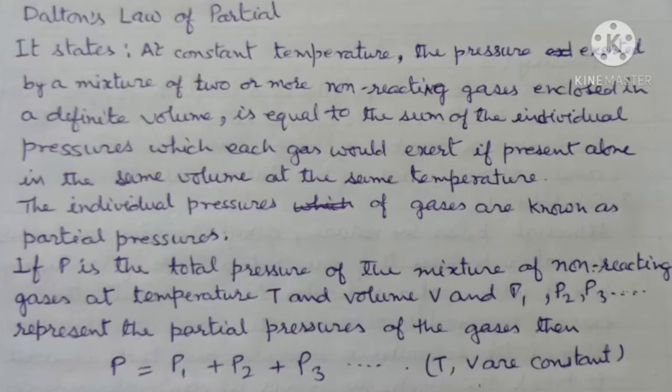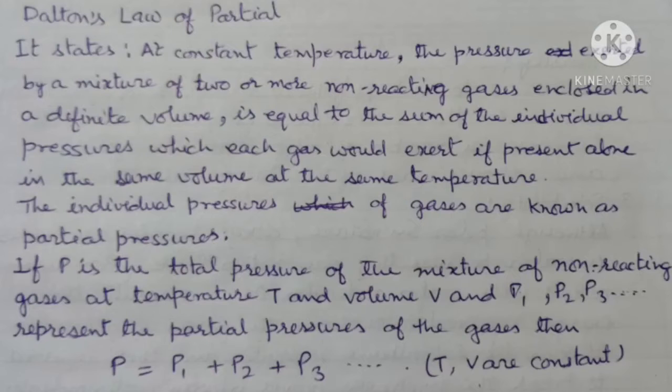The individual pressures of gases are known as partial pressures. That means when a gas alone is filled in the container, its pressure is called partial pressure. So you already know that the space occupied by the gas is called the volume of the gas, because the gas fills the full container, and that's why the volume of the container is equal to the volume of the gas. Then the pressure exerted by gas molecules when they are kept in the container alone is called the pressure exerted by the gas, that is, partial pressure.